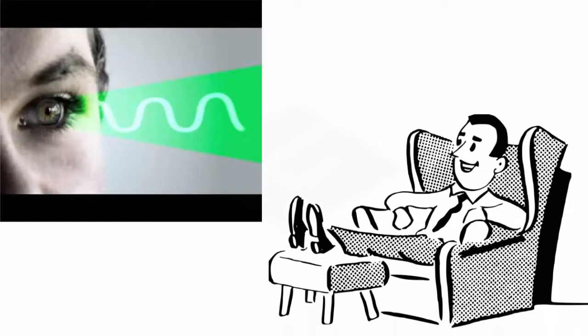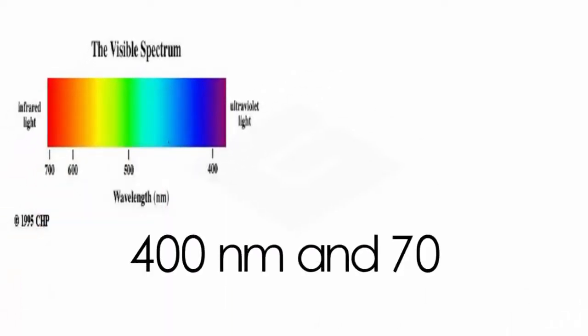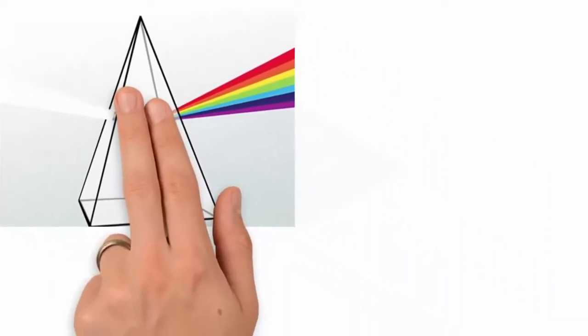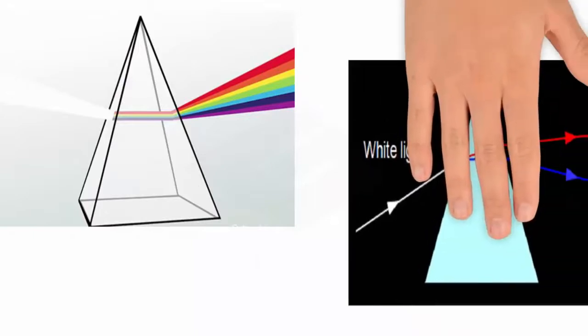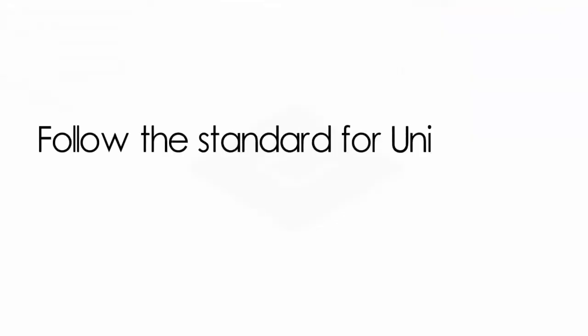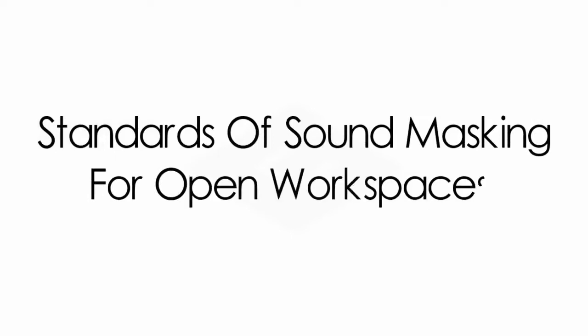It includes electromagnetic radiation whose wavelength is between about 400 nanometers and 700 nanometers. Visible light from the sun appears white, but it's actually made up of multiple wavelengths, colors, of light. Follow the standard for uniform color transmittance requirements. Standards of sound masking for open workspaces.